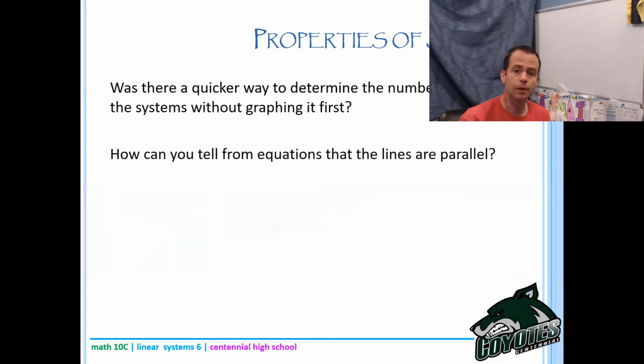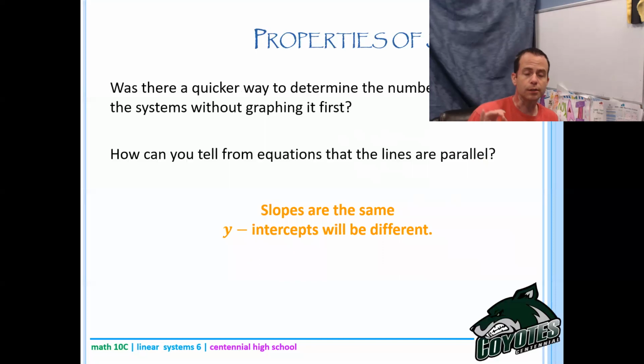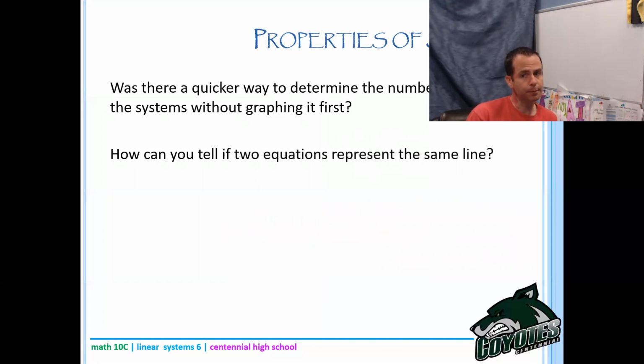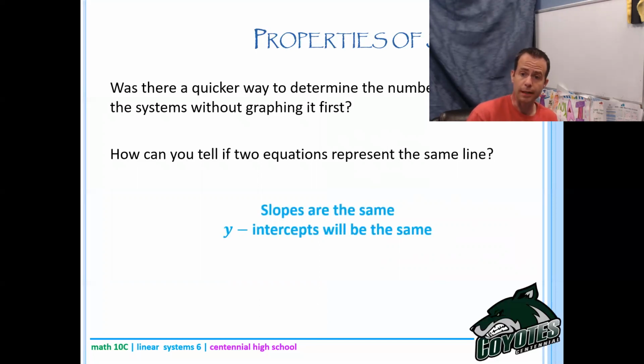Okay, all right, so was there a quicker way to determine the number of solutions to the system without graphing it first? And yes, there is. We can just look at the equations. So how can you tell from the equations that lines are parallel? The slopes will be the same, but the y-intercepts will be different. Okay, how can you tell from the equations that you have the same line? Well, they have to be the same thing. So the slopes will be the same and the y-intercepts will be the same.